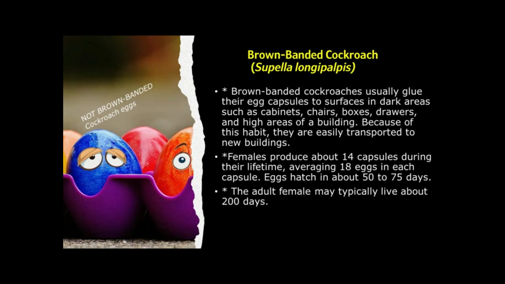Brown banded cockroaches usually glue their egg capsules to surfaces in dark areas, such as cabinets, chairs, boxes, drawers, and high areas of a building. Because of this habit, they are easily transported to new buildings. Females produce about 14 capsules during their lifetime, averaging 18 eggs in each capsule. Eggs hatch in about 50 to 75 days. The adult female may typically live about 200 days.